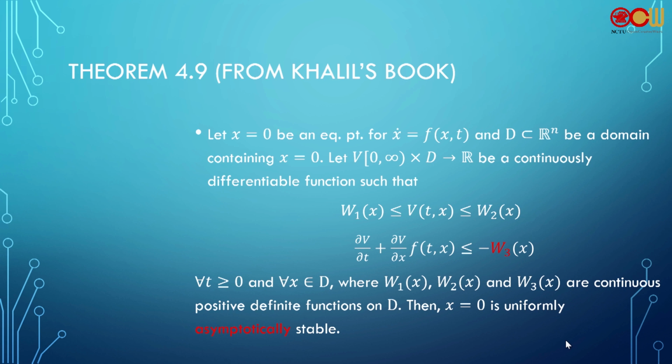And for Theorem 4.9, the conclusion is that the system trajectory x of this nonlinear dynamics with equilibrium point x equal to 0 is uniformly asymptotically stable if you replace the previous condition by minus W3. So W3 is a PD function, and with the minus it is a negative definite function. And it's uniform because it doesn't depend on time.